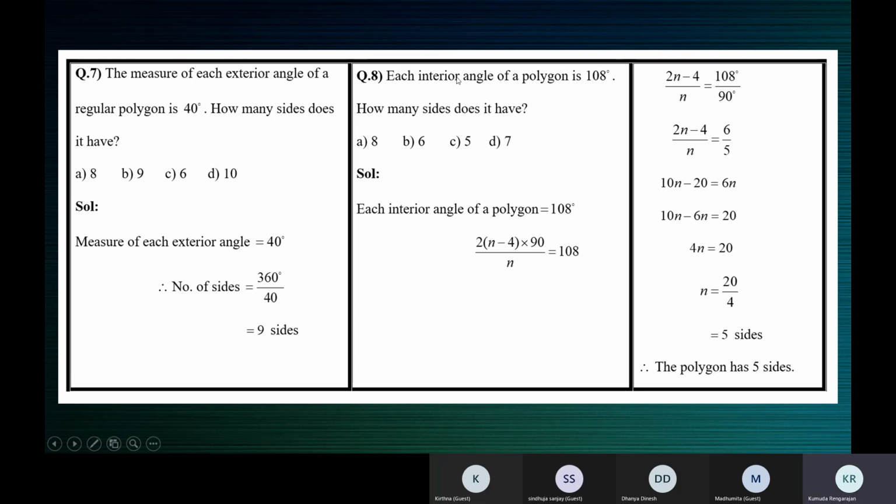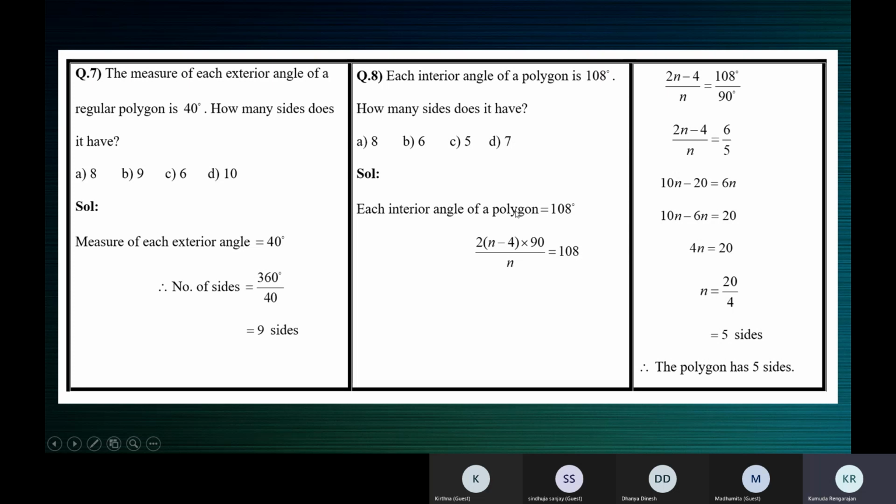In question number 8, each interior angle measures 108 degrees. So you need to find how many sides it has. This is what is given to us. And when each interior angle is given, it's understood it's a regular polygon. Each interior angle is 108 degrees.